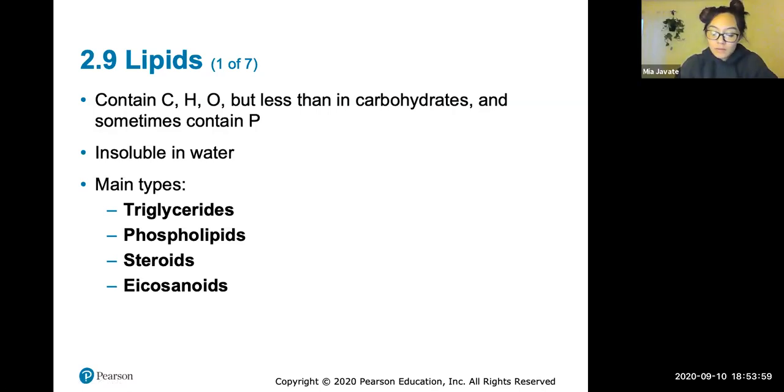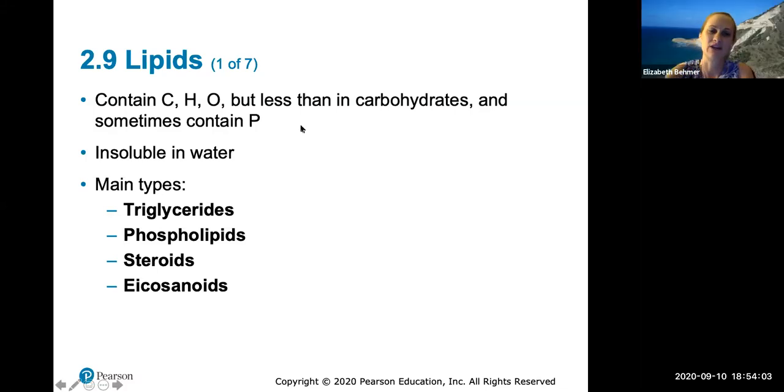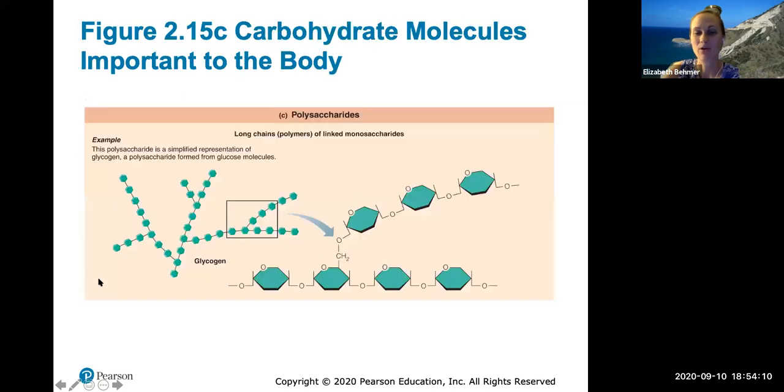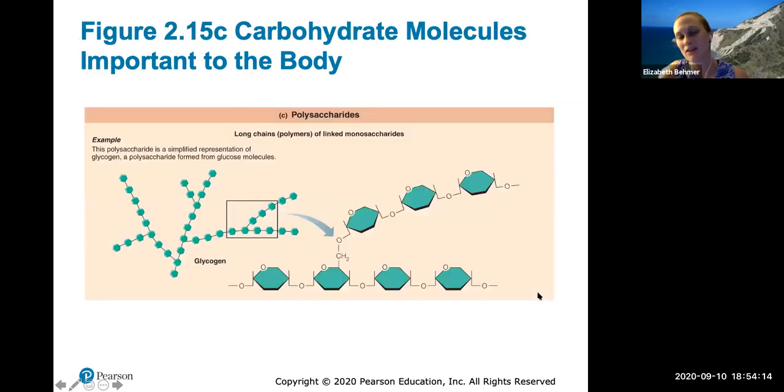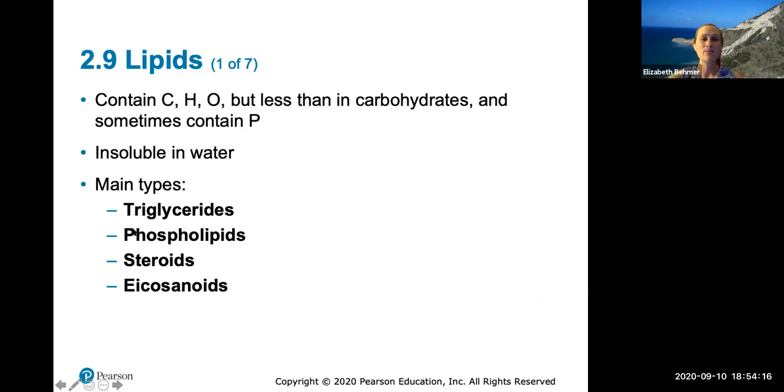Lipids contain carbon, hydrogen, and oxygen, but less oxygen than carbohydrates, and they sometimes contain phosphorus. They're insoluble in water. That means they don't dissolve. I think I misspoke. Carbohydrates, they're not very soluble. So yeah, they can't dissolve very well. These are the main types of lipids.